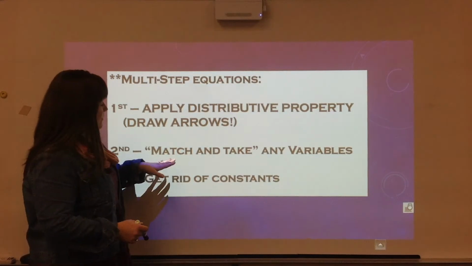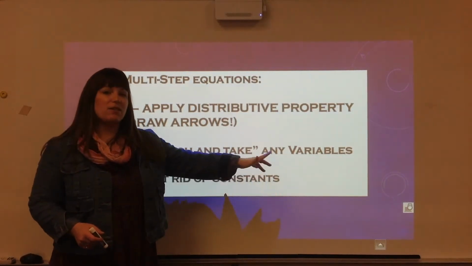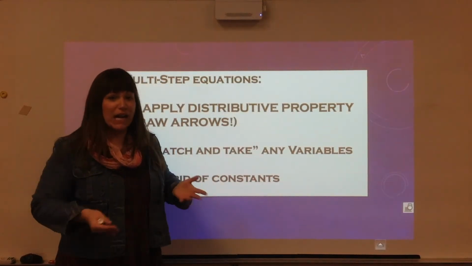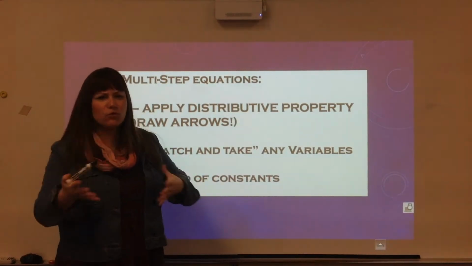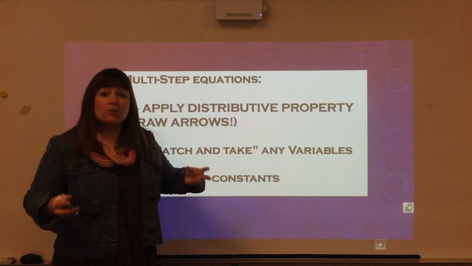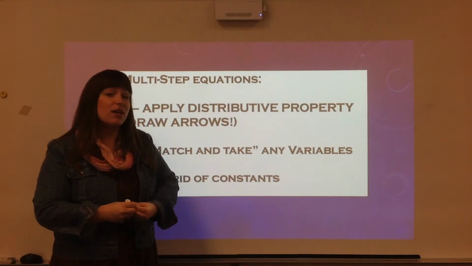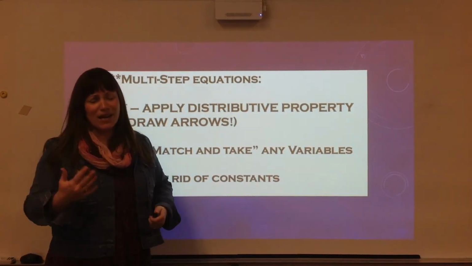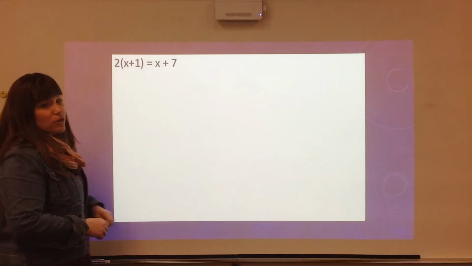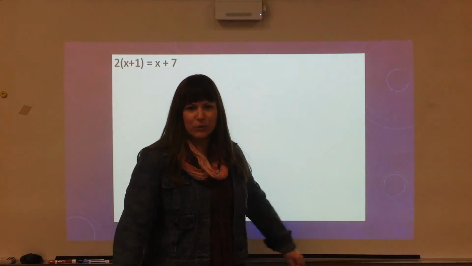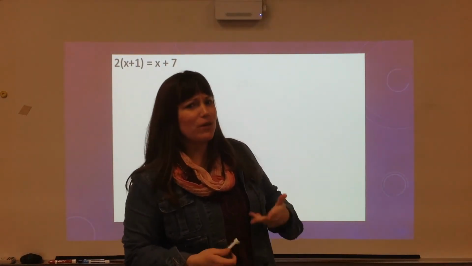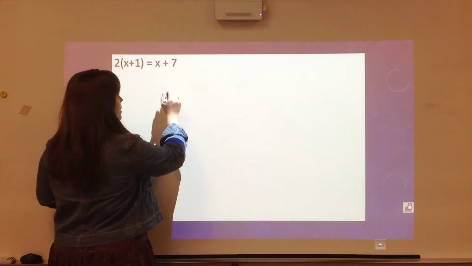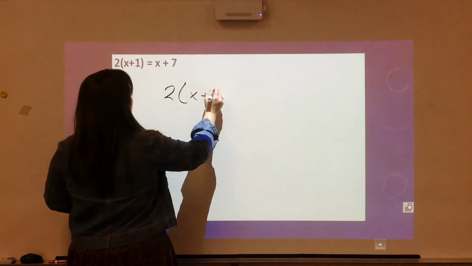And if that's the case, you need to draw arrows and apply the distributive property like you've been used to with Chapter 6. Then we're going to take care of any of the variables and get them all over onto one side. It doesn't matter which side, but we're going to move them around, similar to our match and take that we did in our hands-on equations. And then we're going to get rid of the constants by subtracting them.